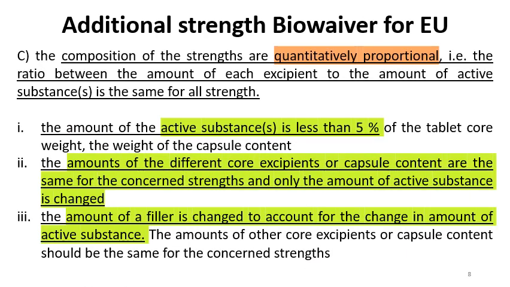Then coming to the third criteria, criteria C. A and B criteria we have seen. Now it is coming to criteria C. The composition of the strengths are quantitatively proportional. That is, the ratio between the amount of each excipient to the amount of each active ingredient should be the same. Now this criteria is very important and many professionals found this critical to understand. But in this session, in this video, we will understand this in a very simple way with the best examples.